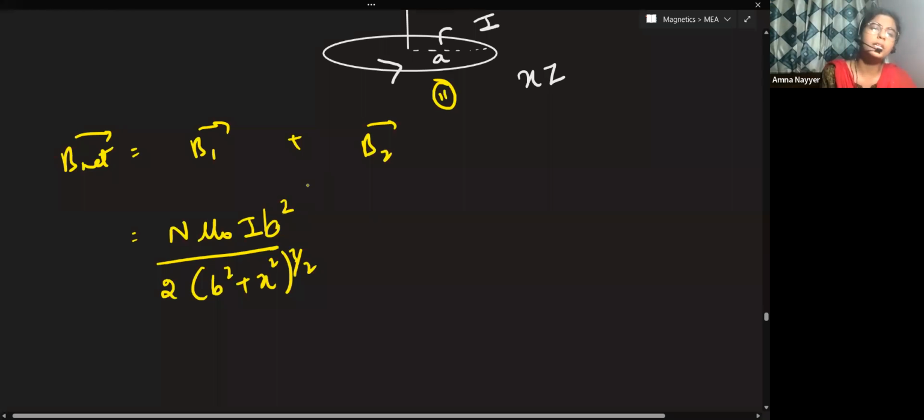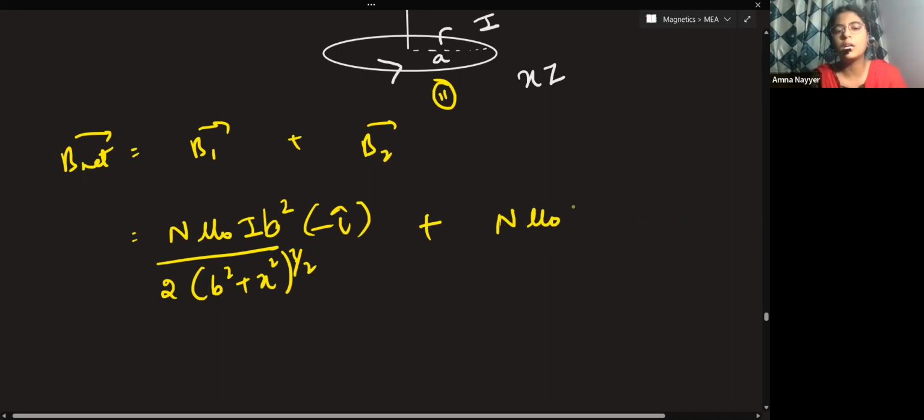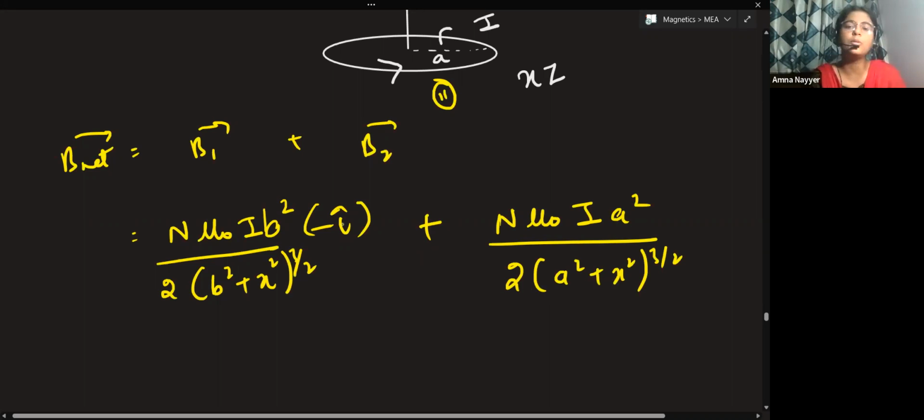And for the first one, it was minus i cap. This becomes minus i cap. Then we have plus n times mu naught I a square divided by 2 into a square plus x square to the power 3 by 2. And direction is y, j cap. All right, this is how you write your answers. Just note this as well.